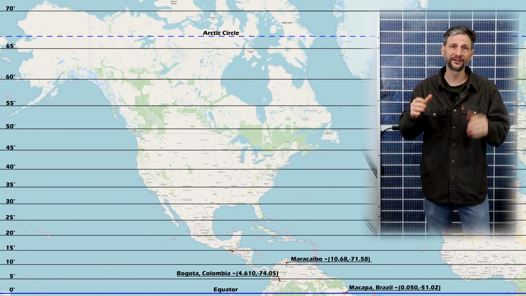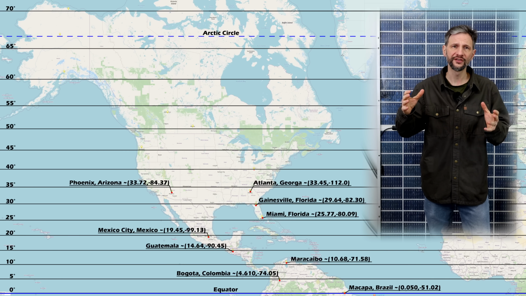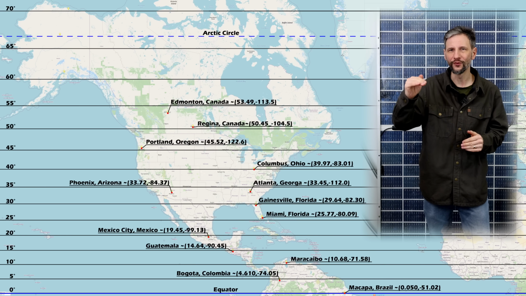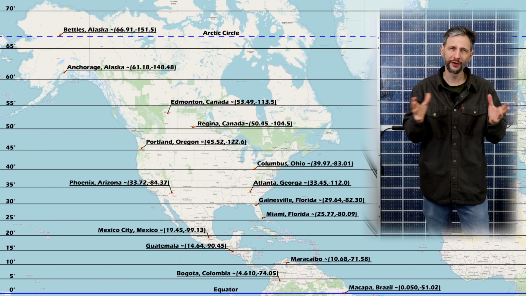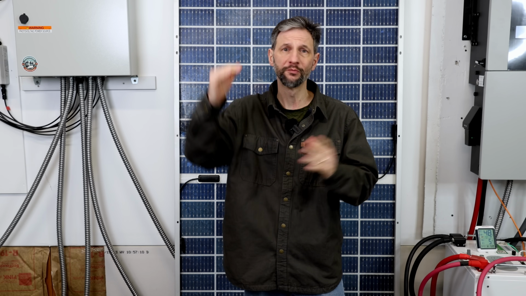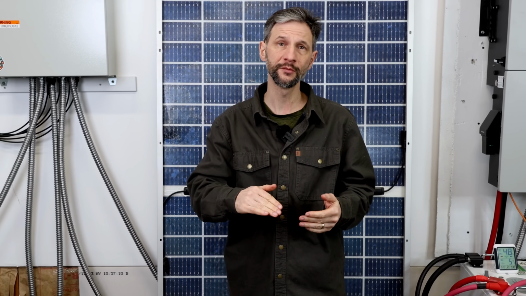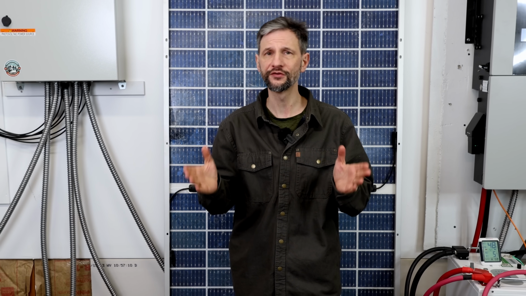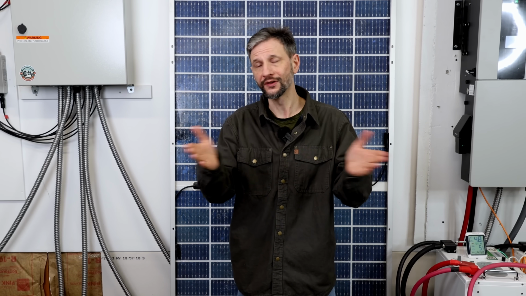I've tried to select large cities or locations that are close to each latitude interval that I'm trying to analyze to make it more relevant and a little bit more interesting. I'm going to focus on the northern hemisphere, but the results should apply to the southern hemisphere in a similar way if you just have an array facing north instead of south.